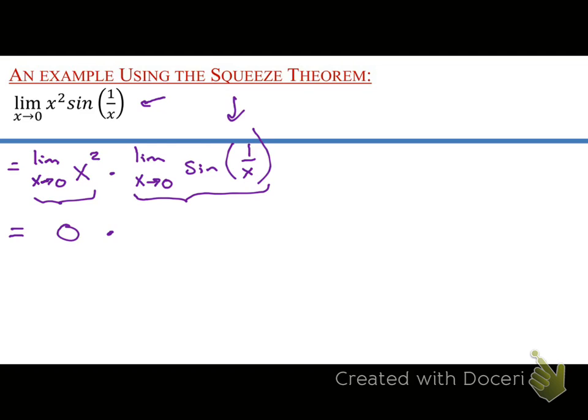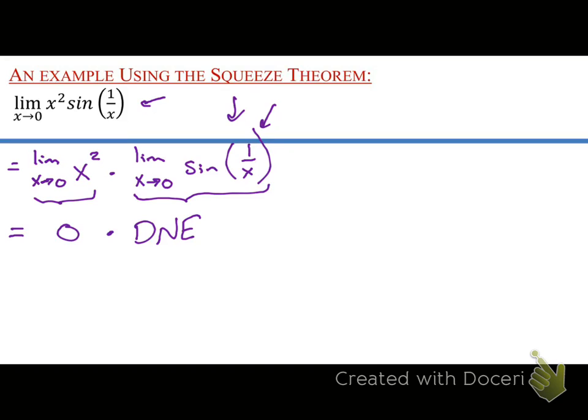if you recall this example from 1.2, I believe. This thing is that crazy oscillator. As we get closer and closer to 0, the sine function is just going back and forth harder and harder. So this limit does not exist.